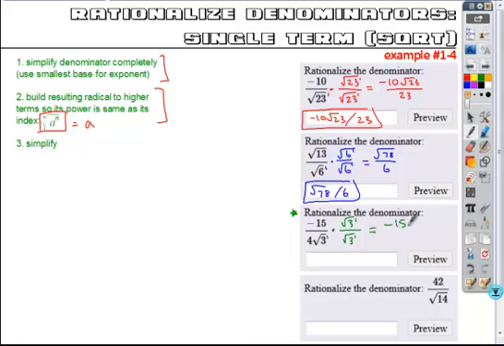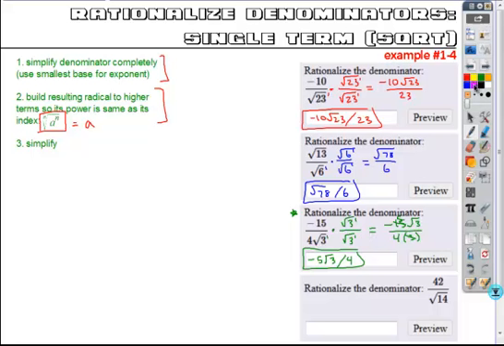I get my answer, negative 15 root 3 all over 4 times root 3 times root 3. Again, it's just the 3. Notice here I can simplify. 3 goes into 15 5 times, and so I wind up with negative 5 root 3 all over 4 as my solution.